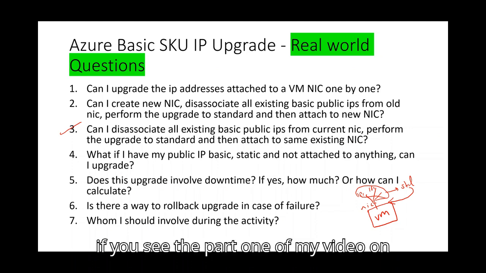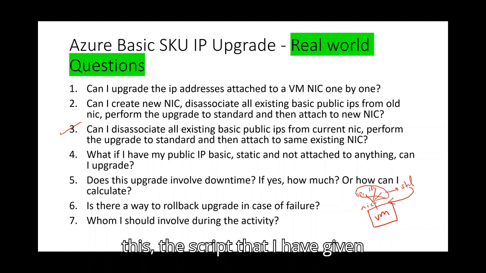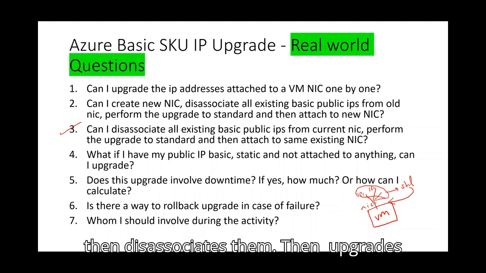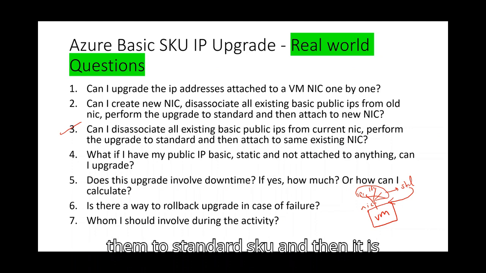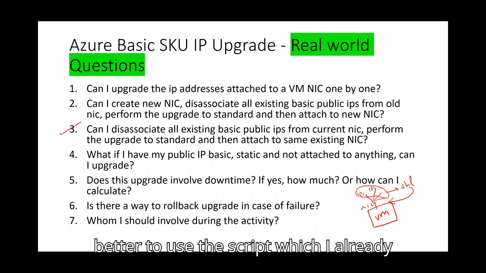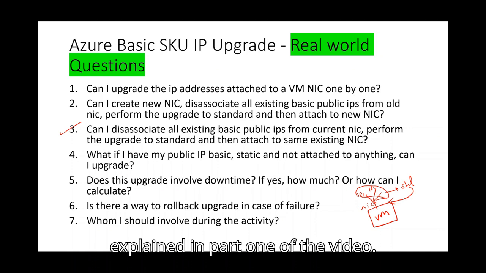If you see part one of my video on this, the script that I have given does exactly the same. It first marks those IP addresses as static, then disassociates them, then upgrades them to Standard SKU, and then all those IP addresses are reattached to the existing NIC. So instead of doing it manually as in point number three, it's better to use the script, which I already explained in part one of the video.